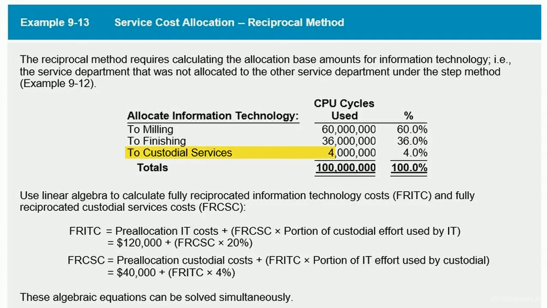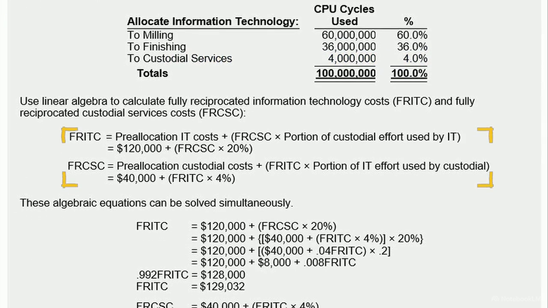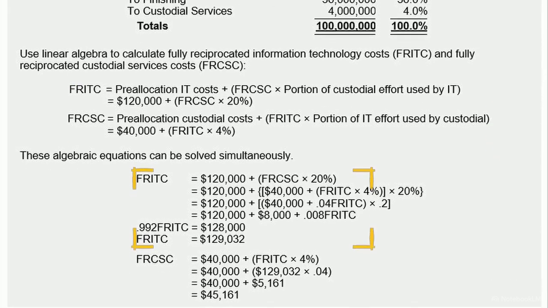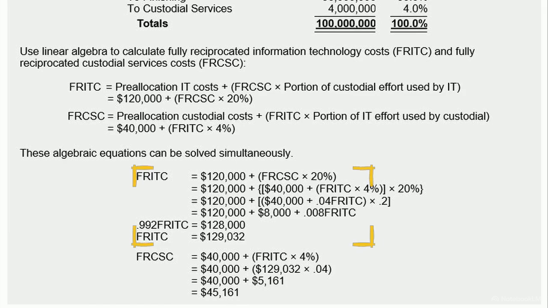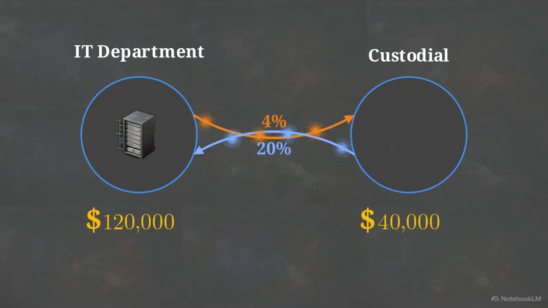This matrix introduces the reciprocal method. Custodial consumes 4% of IT's output. We calculate fully reciprocated costs using linear algebra. We define each department's total cost, then substitute the custodial equation into the IT equation. IT's fully reciprocated cost finalizes at $129,032.